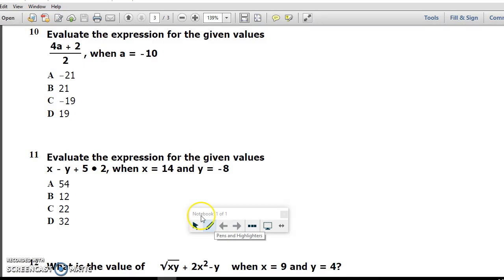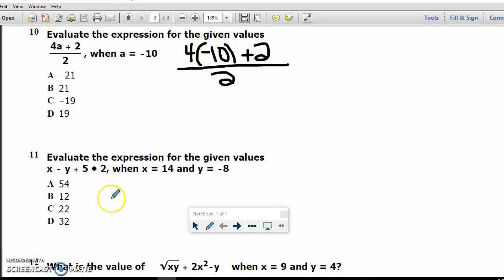So 10 asks, evaluate the expression for the given values 4 times A plus 2 divided by 2 when A equals -10. So step 1 when we are evaluating the expression is we have to rewrite our problem and substitute our variable for our known number. So I'm going to substitute A for -10 and I'm just going to rewrite my problem.